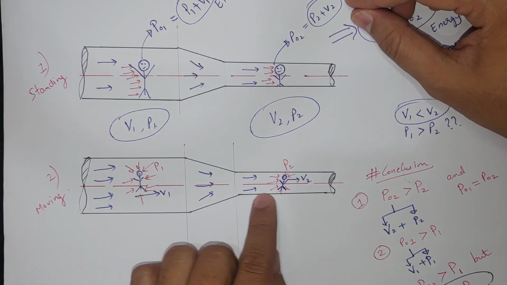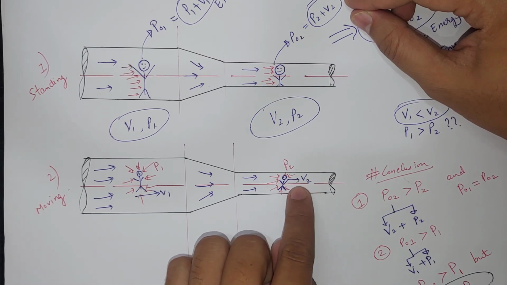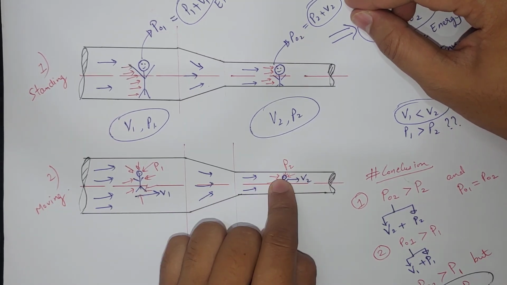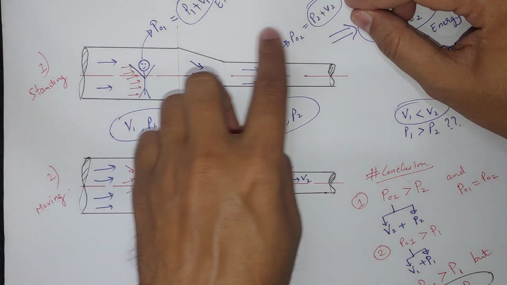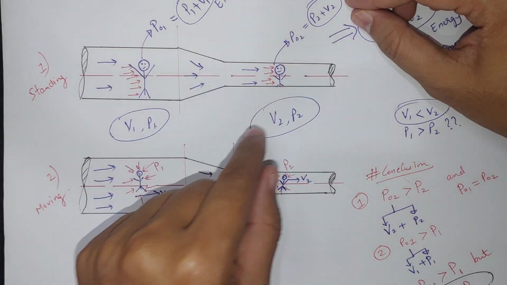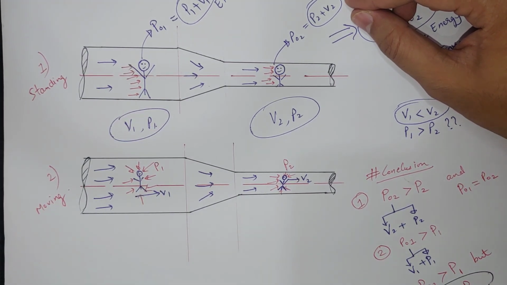In this section you will be feeling pressure P2 because you are moving faster, because your velocity is now V2. You are moving with the fluid, so you are not standing in these sections, you are not feeling the stagnation pressure. The stagnation pressure is more than the static pressures. Static means you are moving with the fluid and you are feeling the pressure on your body from all the sides.